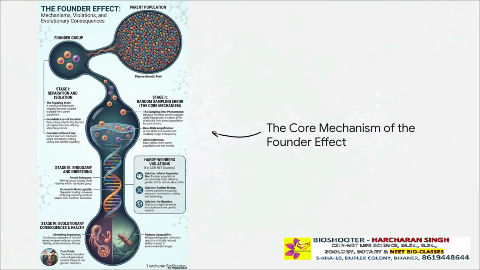To really wrap our heads around this, just picture a massive, diverse pool of colored marbles. That's our parent population. But then, watch how that massive pool gets squeezed down into a tiny, restricted bottleneck. Suddenly, only a few specific colors, just a handful of blue and purple marbles, actually make it through to start a brand new colony. And that right there perfectly captures the absolute core mechanism of the founder effect. You have a new population built entirely on the extremely limited genetic blueprint of just a few founders.